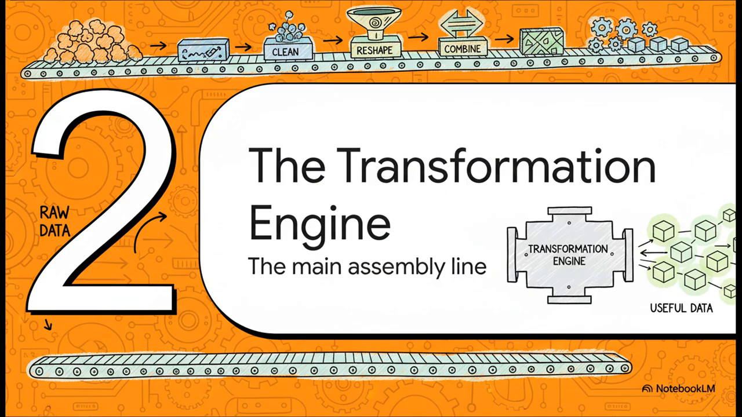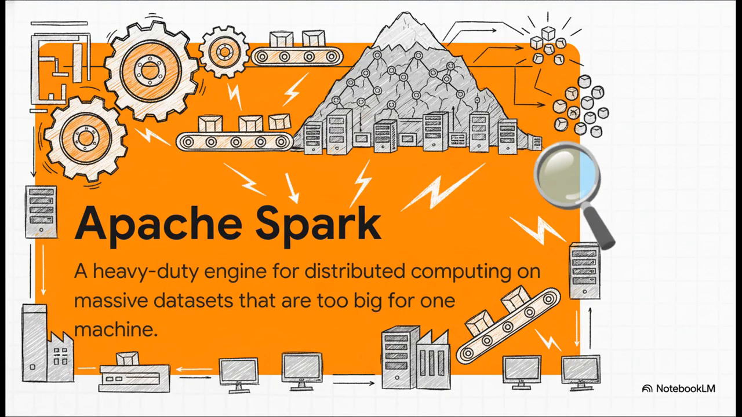Okay, our data's in the warehouse. Now let's head over to the main assembly line. This is where we take all that raw data and we clean it, reshape it, combine it, and basically transform it into something way more useful. The biggest, loudest machine on this factory floor is, without a doubt, Apache Spark. This is the heavy-duty engine. You know, when you have a mountain of data so big that one computer would just choke on it, Spark is what you use. It splits the work across a whole fleet of machines and gets the job done at incredible speeds.